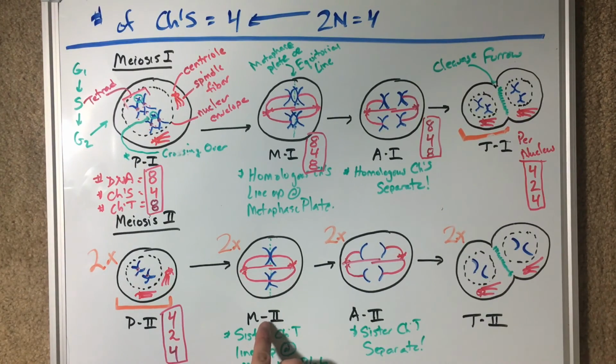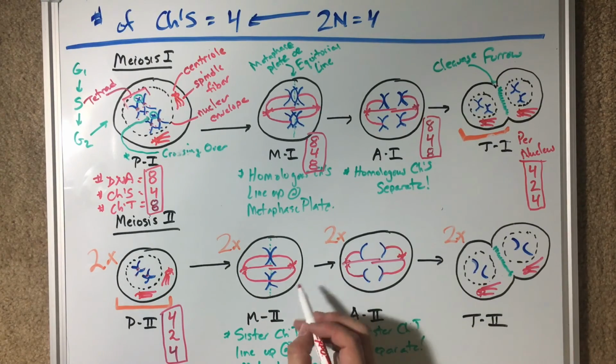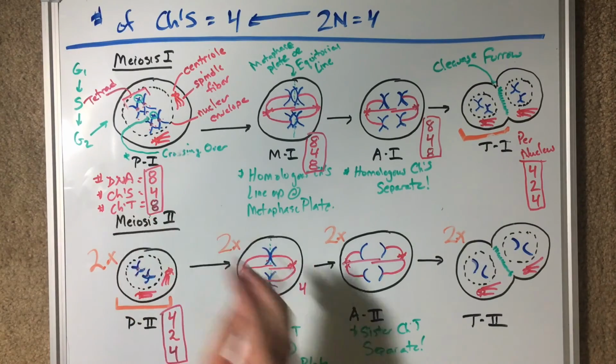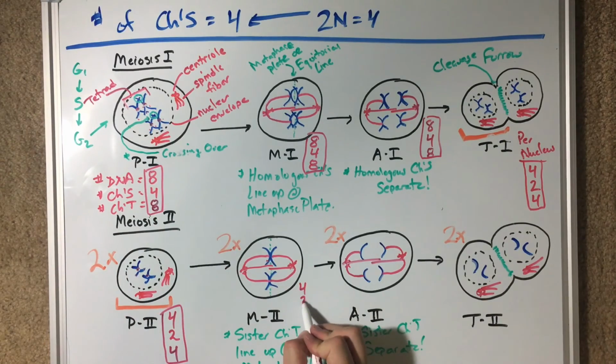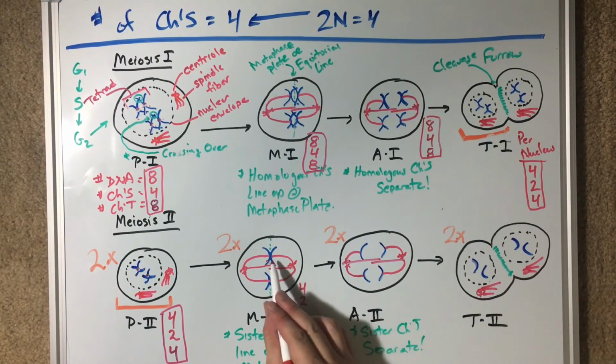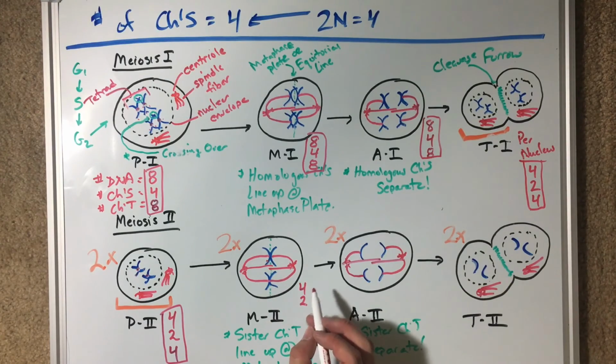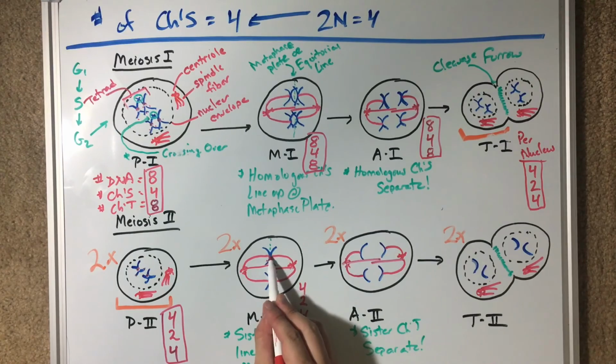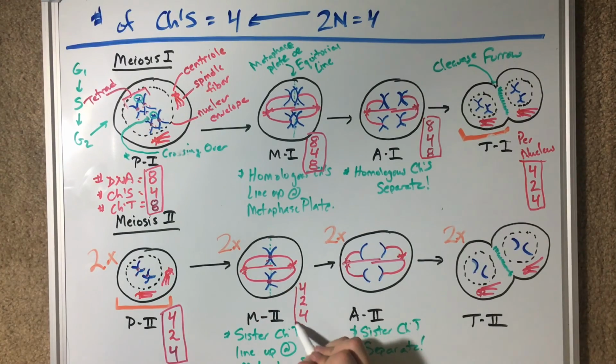How about in metaphase 2? Well, I see 4 DNA molecules. I also see 2 chromosomes, 1, 2, and I see 4 chromatids, 1, 2, 3, 4, because we have a centromere here.